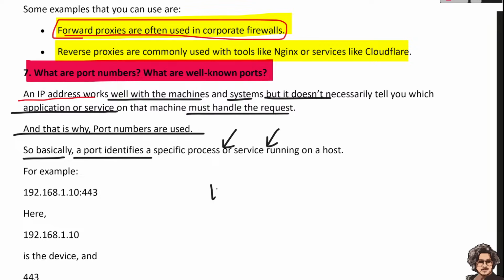With IPs, we know this is a machine and this is a system, but we don't know what application is running on it, or what task or request is being handled. For that, the port number is important. The port number identifies the specific process and services running on the host.